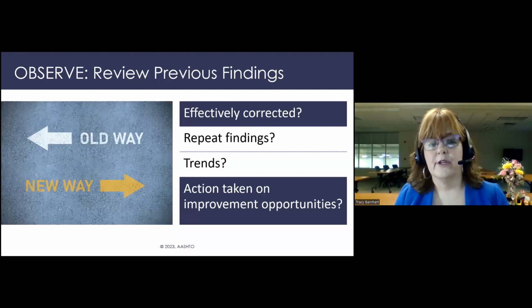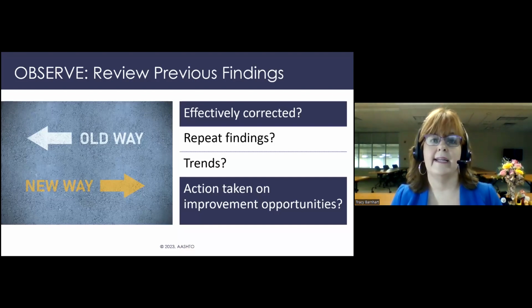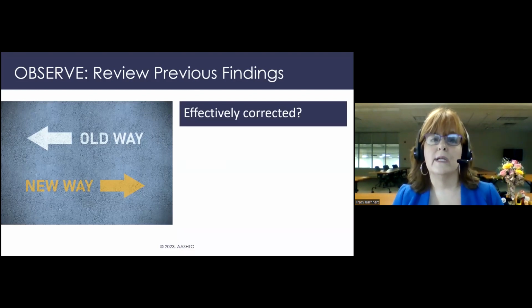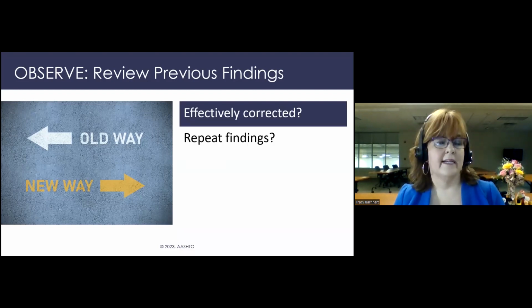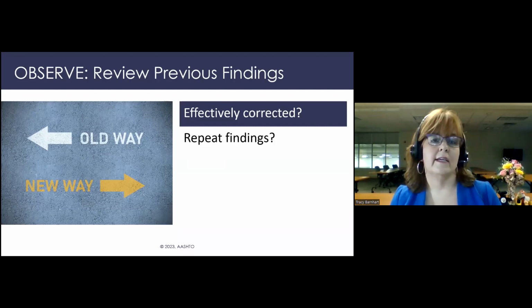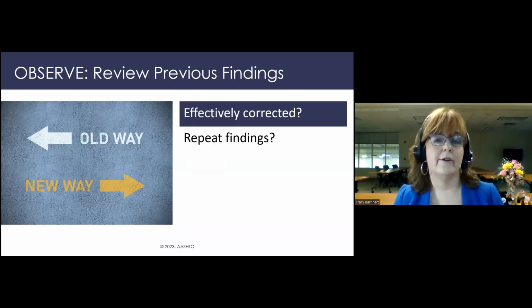Another thing to observe during an internal audit is a review of previous findings. So look at that previous internal audit report. Has everything been effectively corrected? If you're seeing repeat findings between the previous audit and the audit you're conducting, that's a pretty good indicator that the corrective action for the previous findings was ineffective, and that's something that should be addressed.